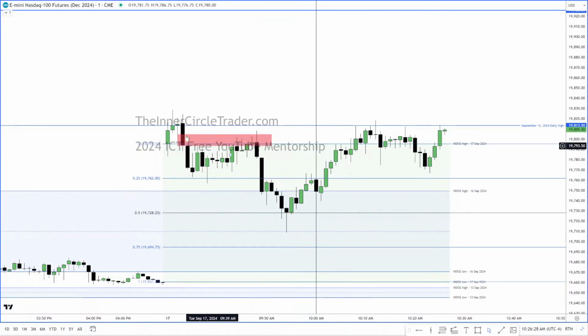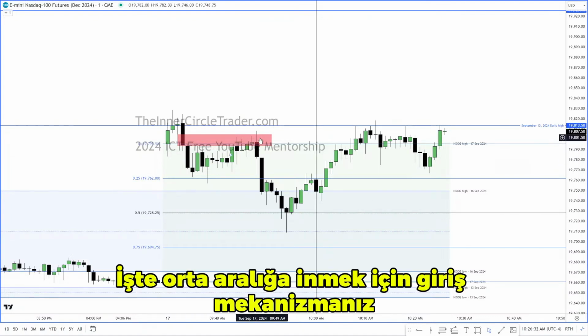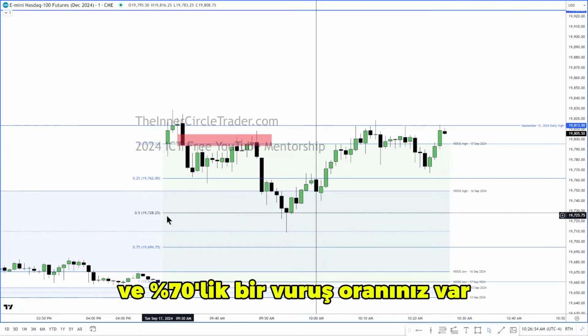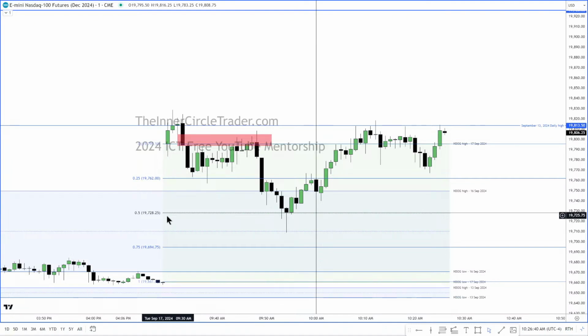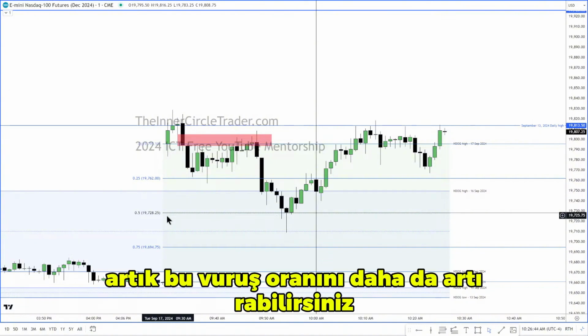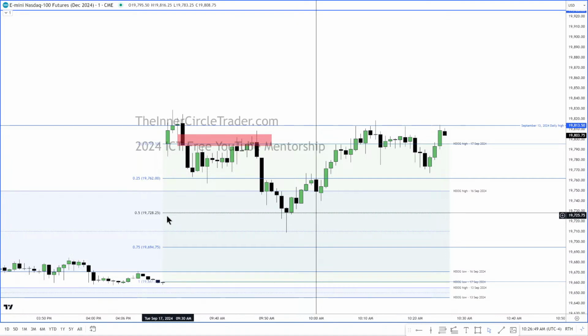Here, the first fair value gap is your entry mechanism to get down to mid gap. And you have a 70% strike rate built in. You've got a home field advantage that this is going to happen 70% of the time. Daily. Now, you can further increase that strike rate by understanding the economic calendar.